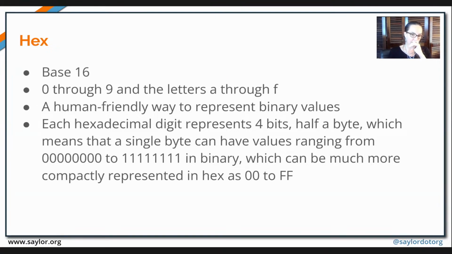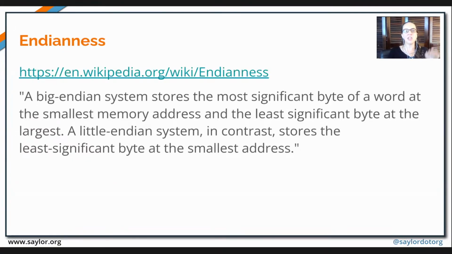What's going on? You can run into this, and it might be an issue of Endianness. Now I'll read this and we'll talk about it briefly. A big endian system stores the most significant byte of a word at the smallest memory address and the least significant byte at the largest. A little endian system, in contrast, stores the least significant byte at the smallest address. Think of it like some languages are written left to right, and some languages you write out right to left.